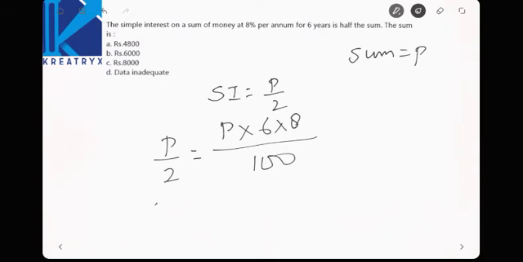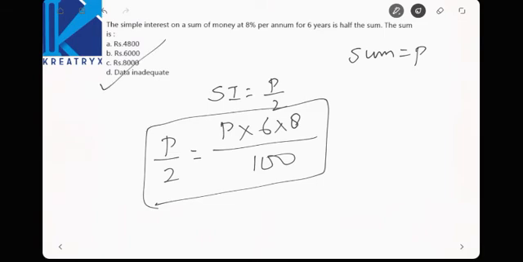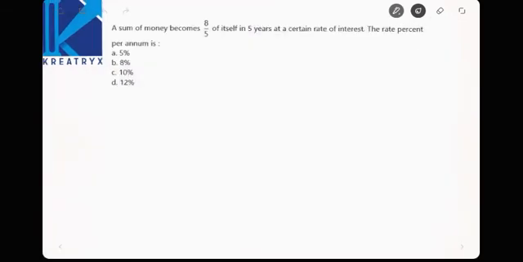Now can you find out this? Everything will get cancelled, so you cannot obtain the answer. Thus the data is inadequate. See here, data inadequate questions have been appearing in GATE for the last 2 years. You have to observe this type of question.